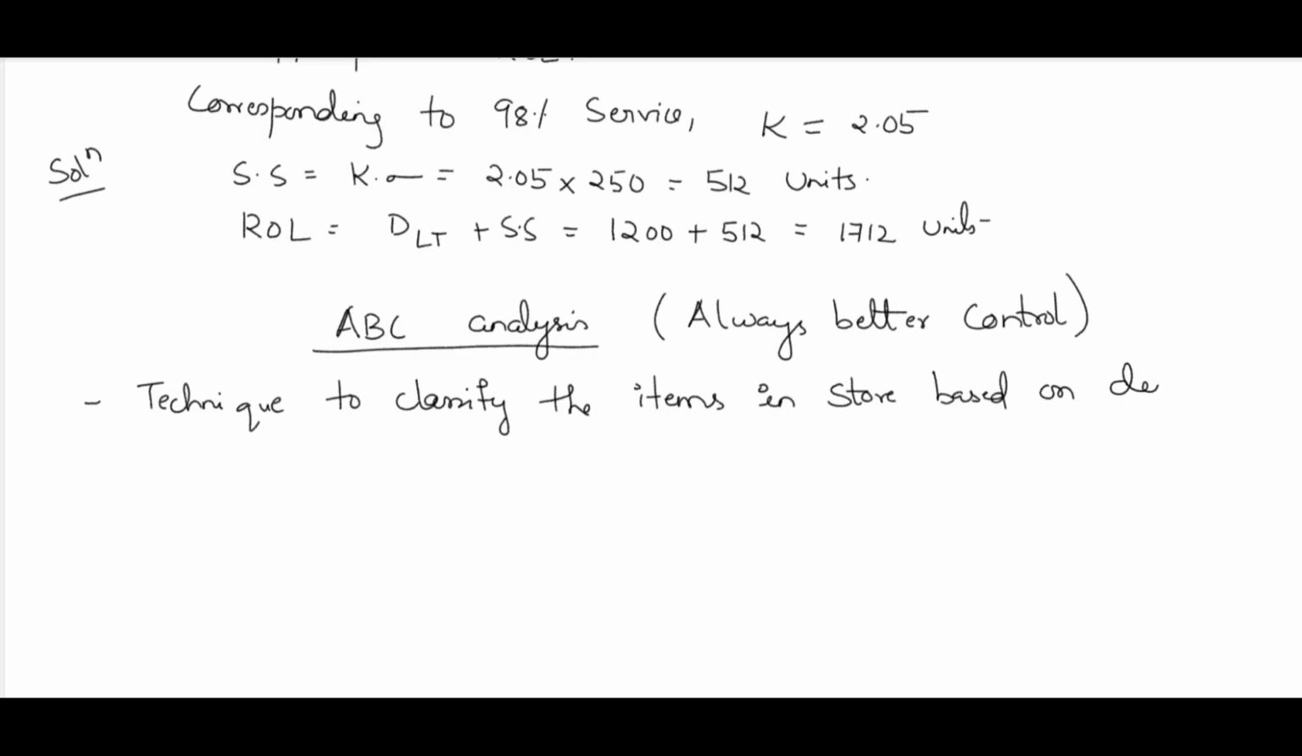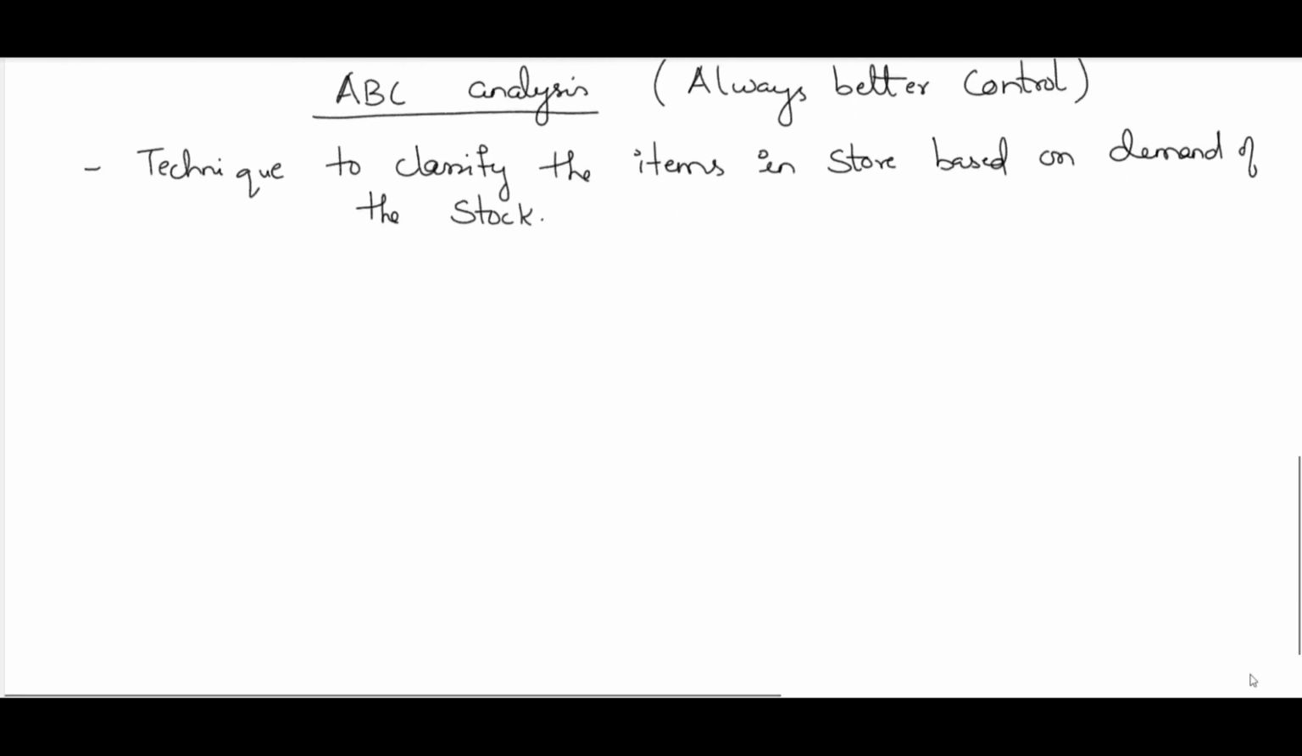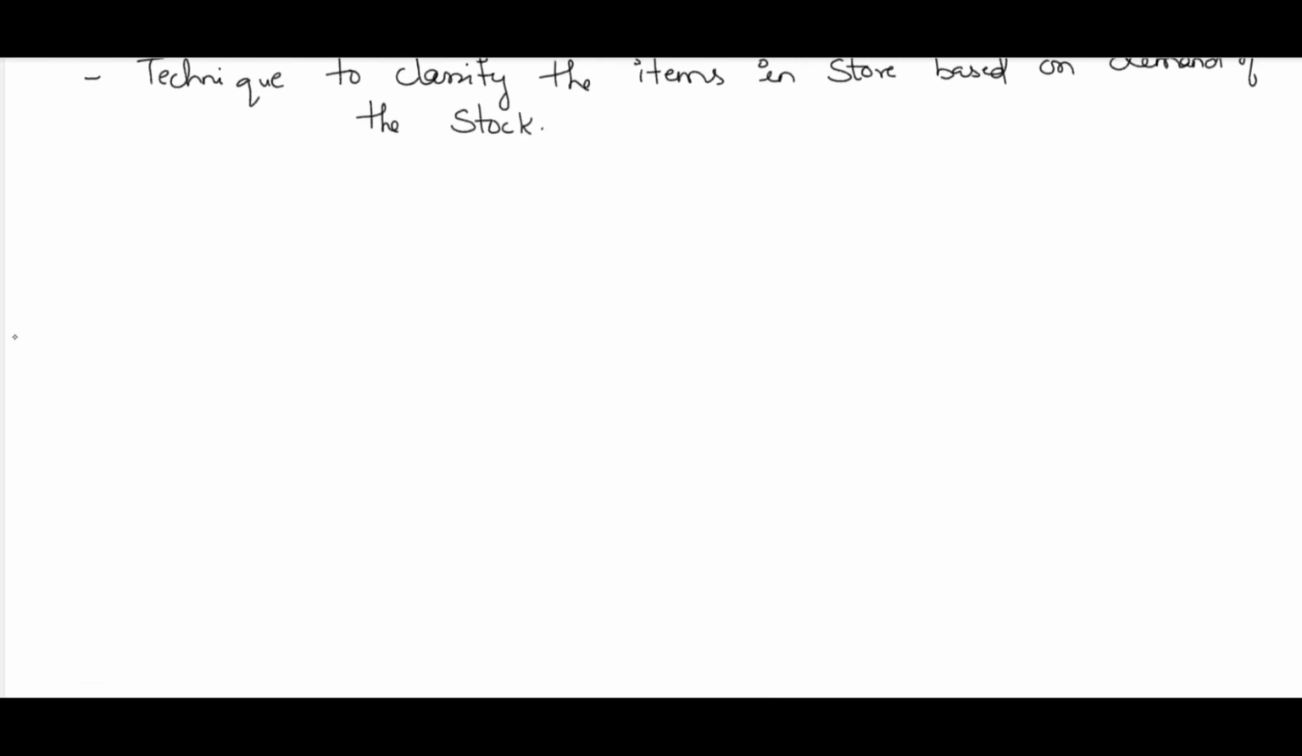The main thing is that all the items in the inventory are not of the same price. Some are very costly inventory, some are cheaper inventory. So the main objective is that we should maintain the costly inventory as minimum as possible, and we should have a regular checkup of how much is required, because we are spending more money on that. So that is a classification of inventory items. That is the ABC analysis.